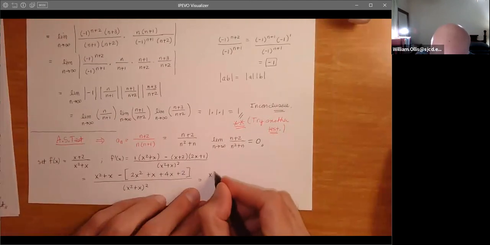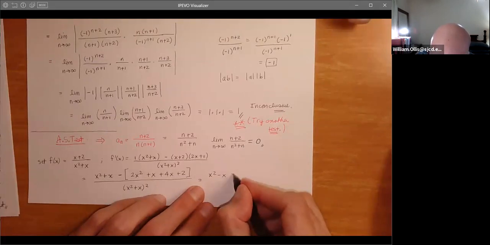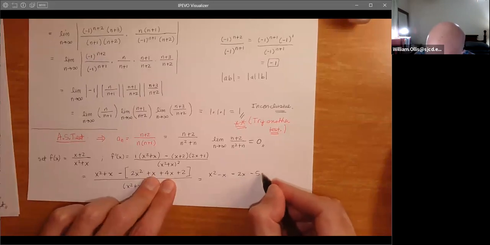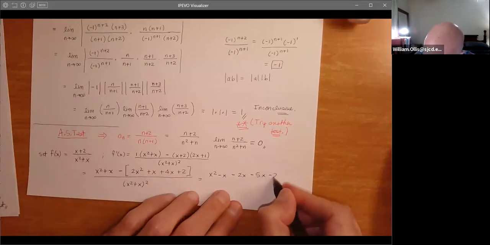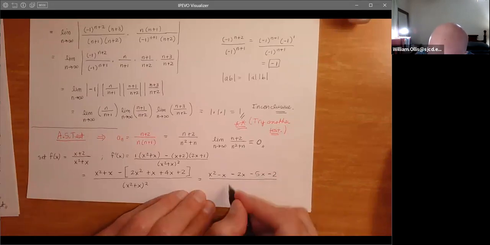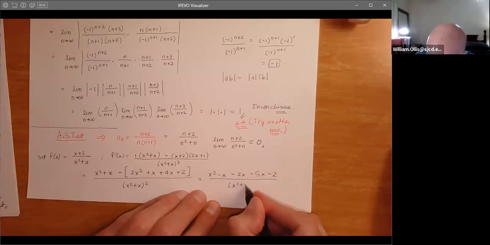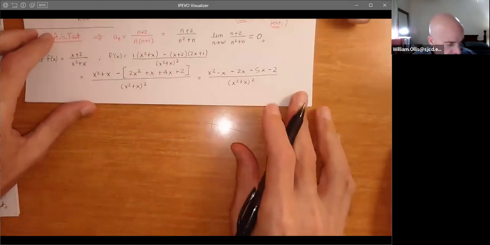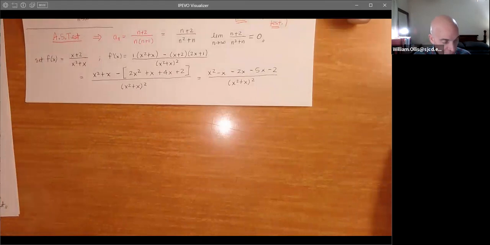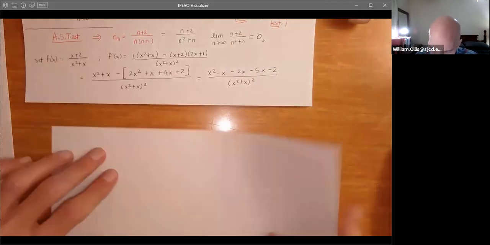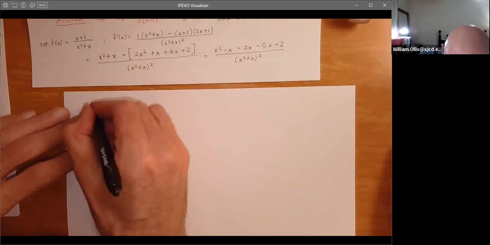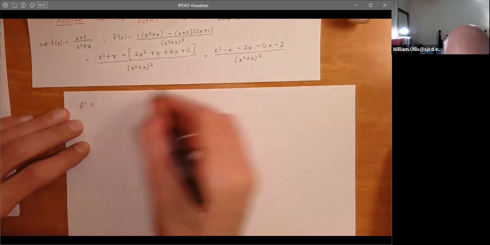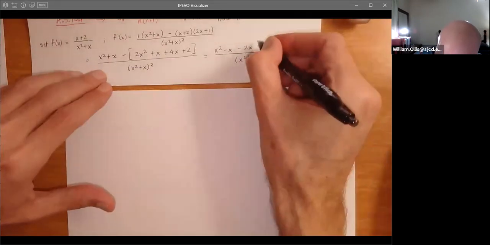So now we have x squared minus x. So we have minus 2x squared, and then of course minus a 5x, and then minus a 2 divided by x squared plus x quantity squared. So let me move this up and get some more paper. So now when we simplify, we've got what? F prime is, so we've got, in this case, let me put in my 2 here.